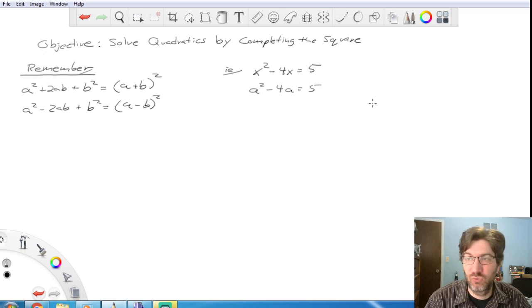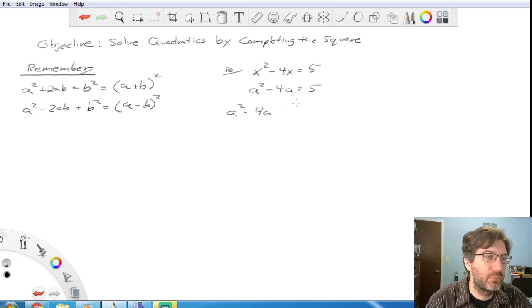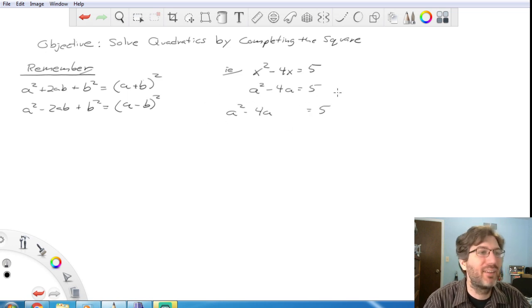Just looking at it, I'm going to rewrite it again, only I'm going to leave space for my last term. I have a squared minus 4a, and then I'm going to leave a space here because I know I need to put some number here for that b squared term. It has to equal 5. And that's the key to this: you're going to want to make this a perfect square. So what do I need to attach onto here to make this a perfect square?